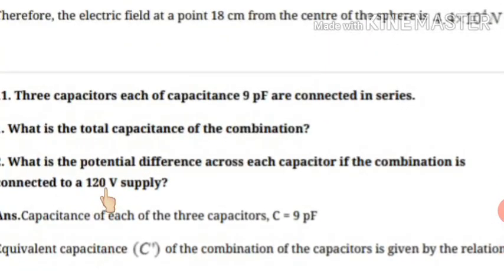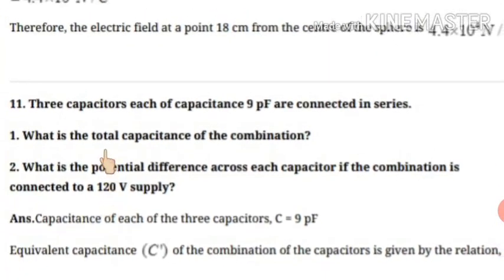Next question is, 3 capacitors, each of capacitance 9 picofarad, are connected in series. So they are talking about a series combination, and they have given the value of each capacitor.